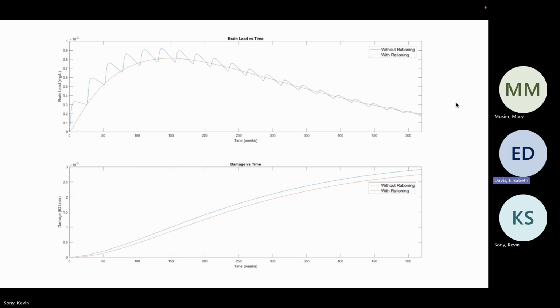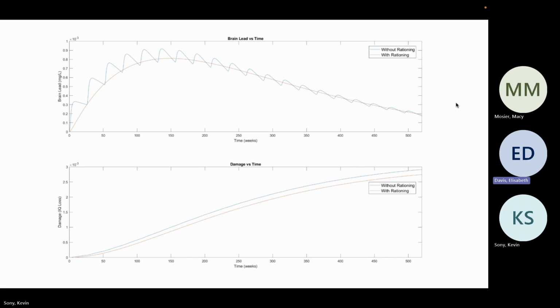Here we run 2 sample simulations with Halloween occurring 26 weeks after the child's birthday, with the blue curve representing the lead level in the brain in micrograms per liter without rationing, and the red curve representing the level with rationing. As you can see, the levels rise up to a maximum of about 0.8 at 150 weeks, or 3 years, and slowly decrease thereafter. This can be attributed to the increasing efficiency of the blood-brain barrier as the child ages.